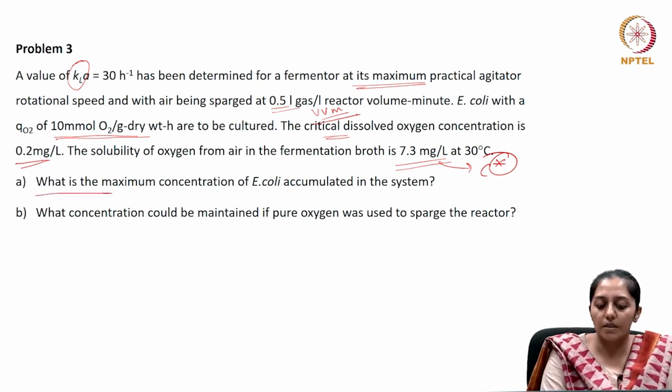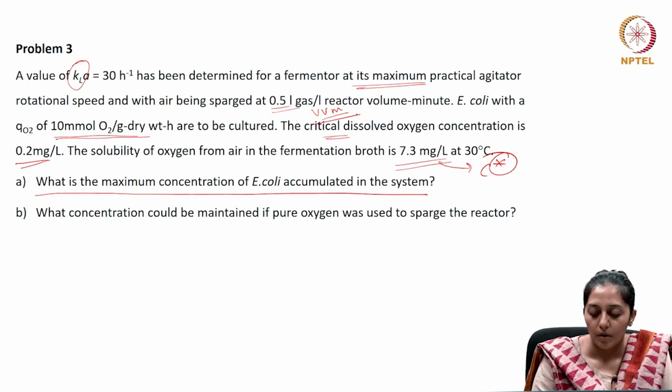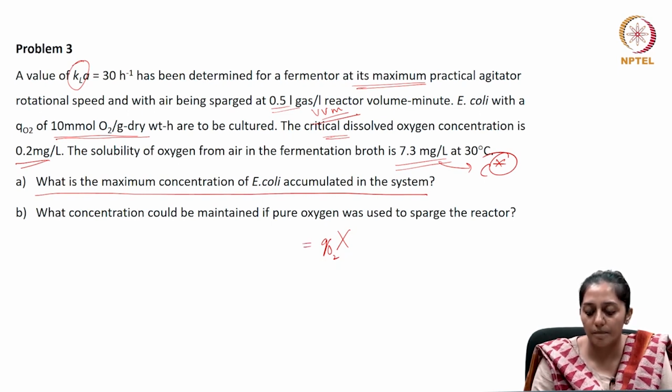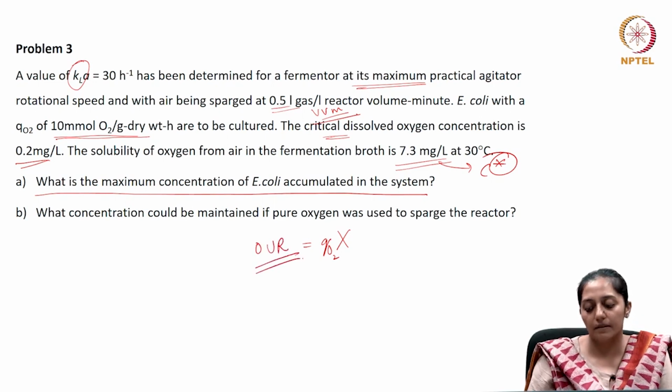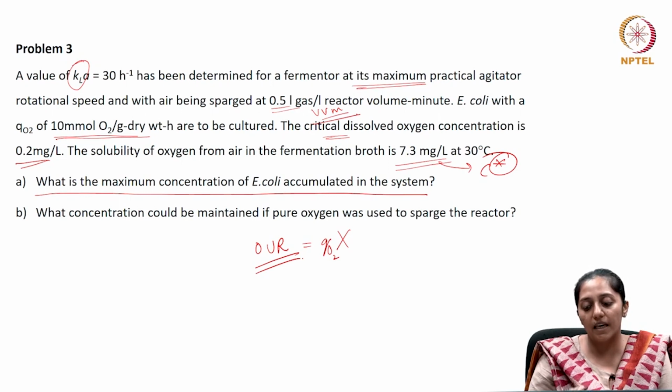We need to find out what is the maximum concentration of E. coli which can be obtained in this fermenter. So, the maximum biomass possible. We know the specific oxygen demand and let us assume X is that maximum biomass possible. So, this is our OUR, oxygen uptake rate. So, this will now become the maximum oxygen uptake rate. Now, under any circumstances, because the KLa is fixed, the sparging rate is fixed.